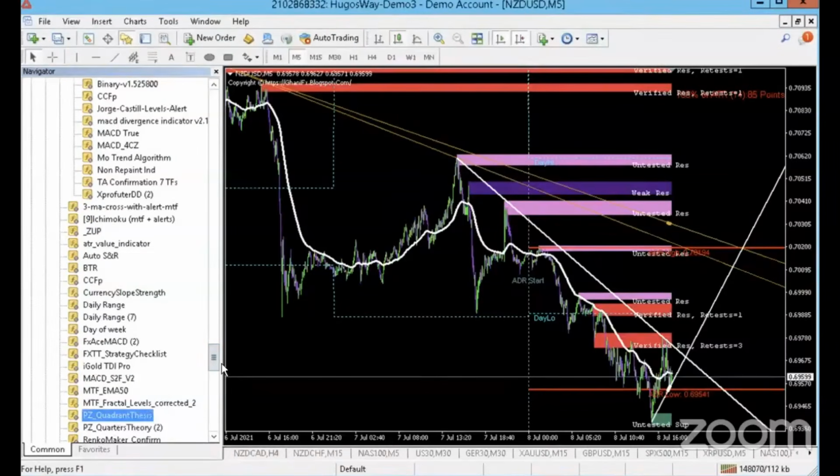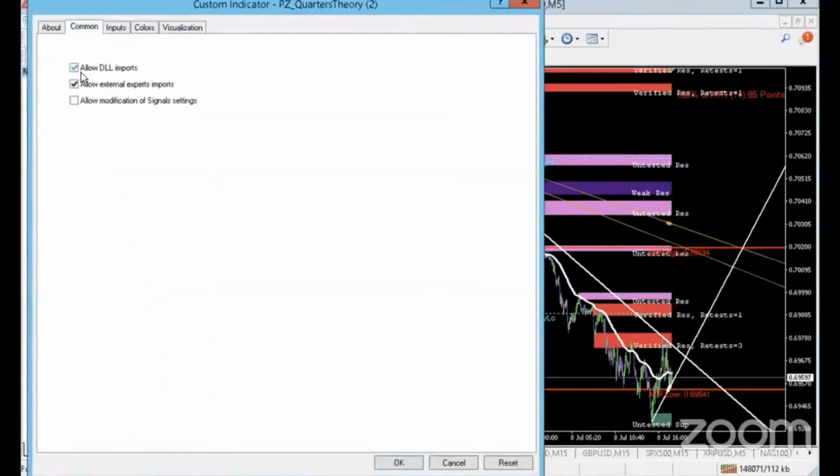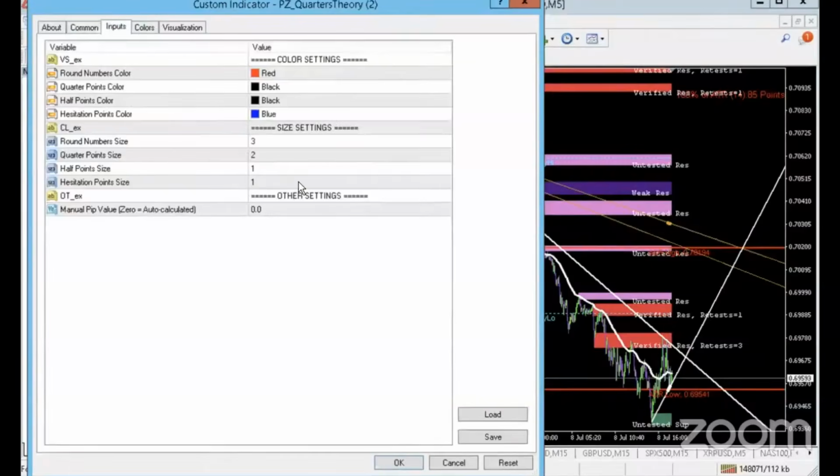So, pretty sure that's the one. Again, I'm allowing deal imports. I do that automatically. I don't have the same knowledge in terms of the different indicators, but I always click that because it's the only way I know to make this stuff work.